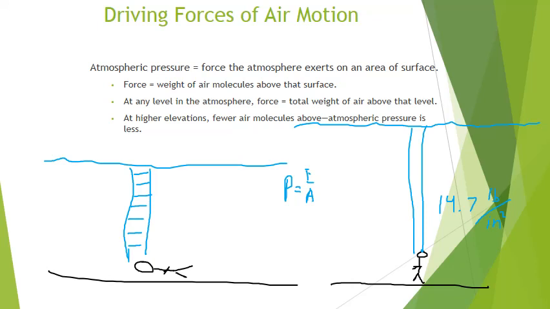And that weight can change. Sometimes this column is heavier, sometimes it's lighter. And that's what weather people look for. They look for changes in the weight of the air on top of you, because that will determine the motion of the air. And of course, motion of air is winds. Air always moves from areas of high pressure to areas of low pressure.